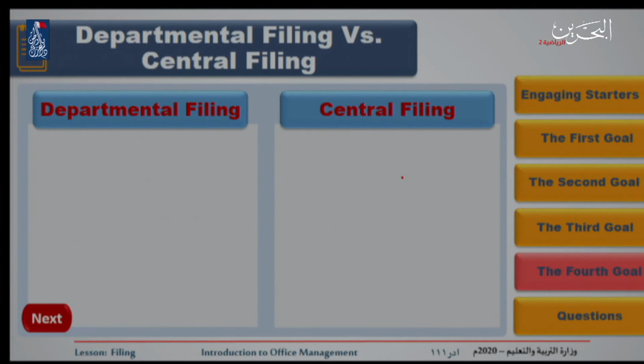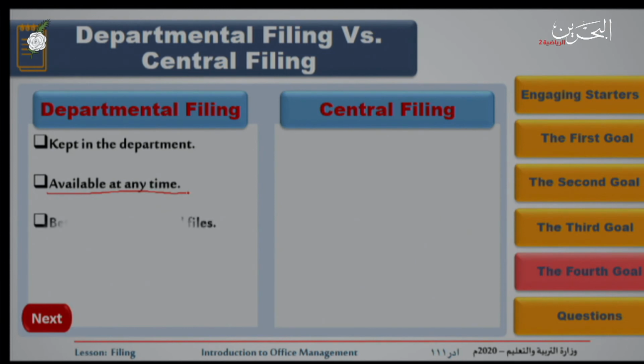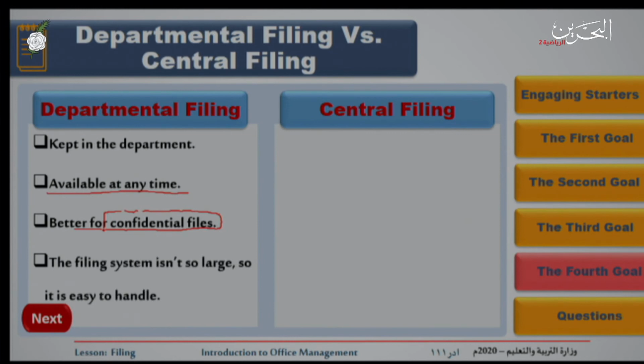Let's elaborate more and try to compare between each. Now, departmental filing means that the files are kept in the department. When they are kept in the department, they are available at any time. This type of filing is better and more appropriate for confidential files. Confidential files means secret information or secret files. The filing system isn't so large because it is in an individual department, so it is very easy to handle.